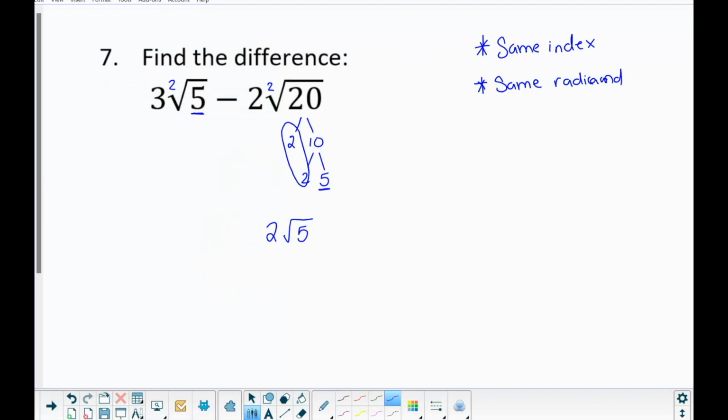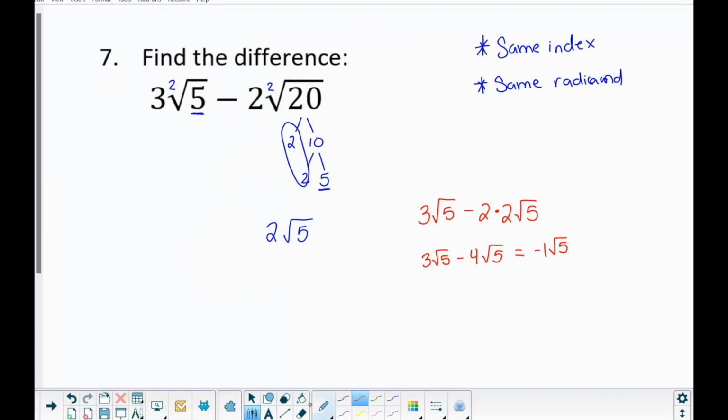So I'm going to rewrite everything, and instead of the square root of 20, I'm going to write 2 square root of 5. Let's see how that's going to look. So I have 3 square root of 5 minus 2 times, because I now have 2 2's on the outside, times 2 square root of 5. So I can multiply these 2. 3 square root of 5 minus 4 square root of 5. And 3 minus 4 is negative 1 square root of 5.